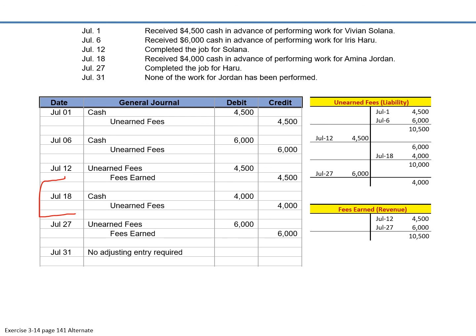And then as I was doing this, to the right-hand side of the screen, all of the debits and credits were being posted to the T accounts. So you'll see at the end of the day, we've got a $4,000 balance in our unearned fees and a $10,500 balance in our fees earned.